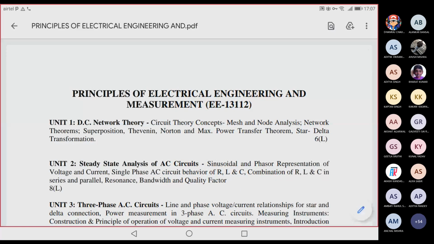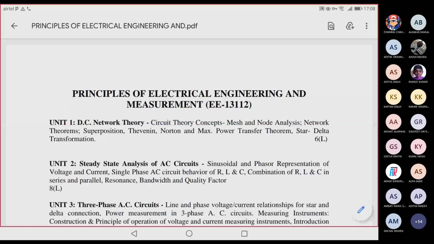So mainly 3 parts are there in this subject which you have to study. In the first unit we will discuss the concepts of DC networks. Means in this unit mainly we will talk about the different methods used to solve any electrical circuit. So we will start with the very basic concepts of circuit theory.